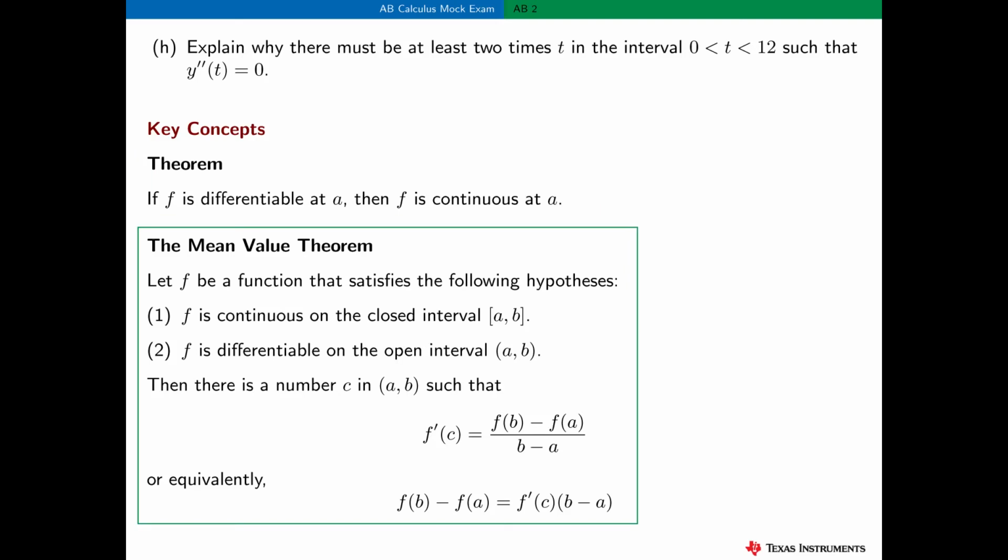The other important concept we'll need here is the mean value theorem. This says that if f is continuous on the closed interval a to b and differentiable on the open interval a to b, then there is a number c in the open interval a to b such that f prime of c is equal to the average rate of change of f over the interval a to b. This theorem is frequently tested on the AP Calculus exam, and it's used in the proofs of many advanced theorems.